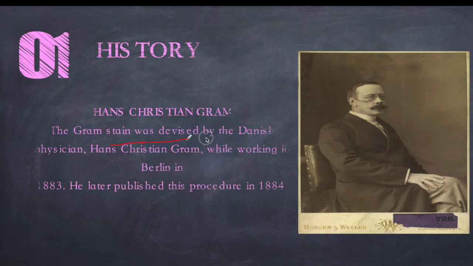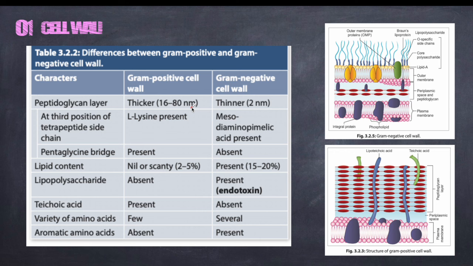The gram stain was devised by the Danish physician Hans Christian Gram while working in Berlin in 1883, and he later published this procedure in 1884. He was the scientist, as you are seeing in the pic. Now the differences between the cell wall of gram positive bacteria and gram negative bacteria.